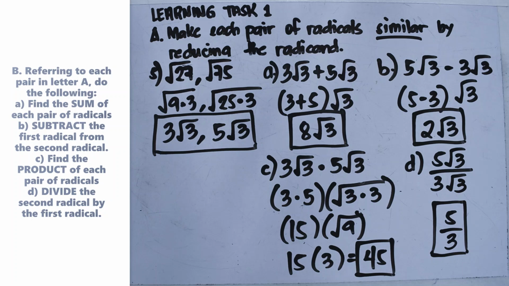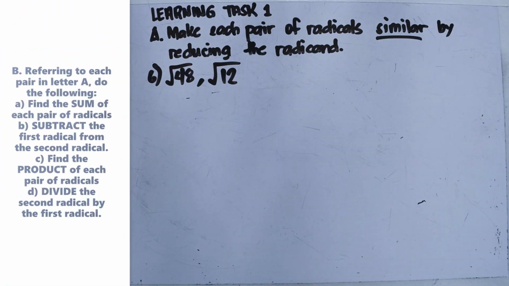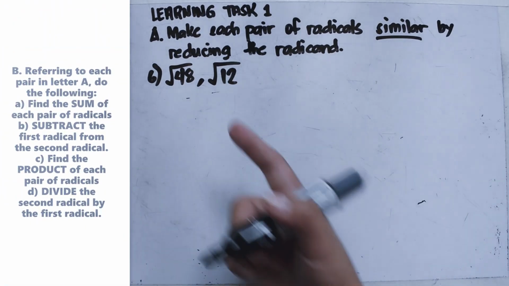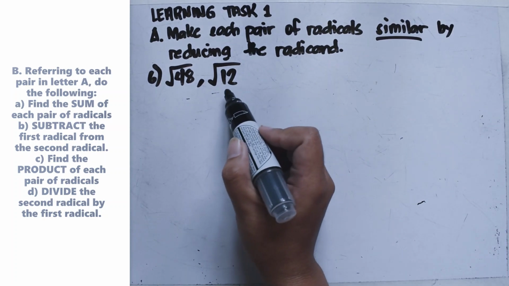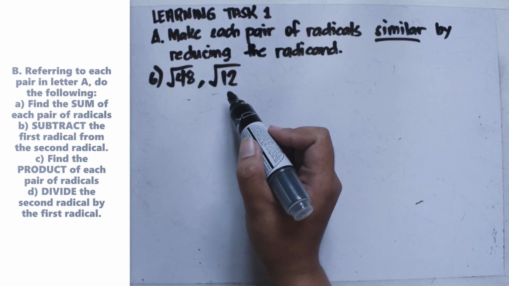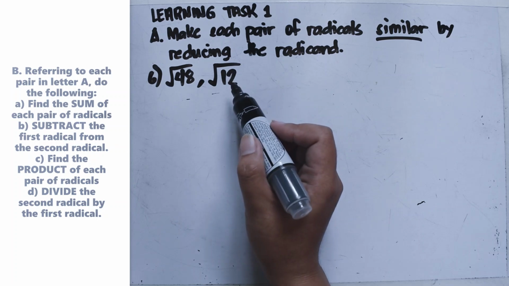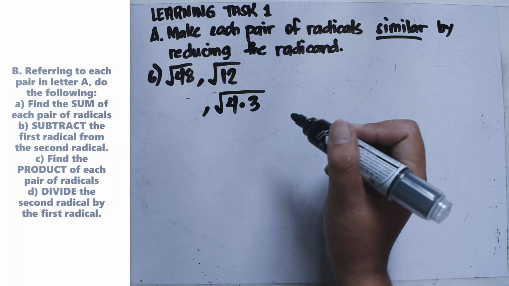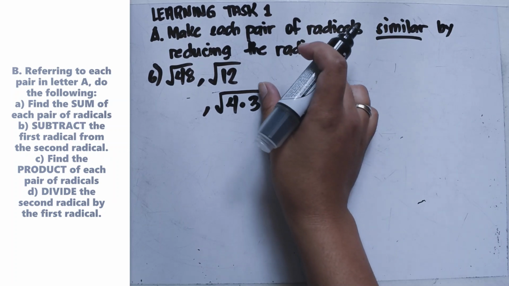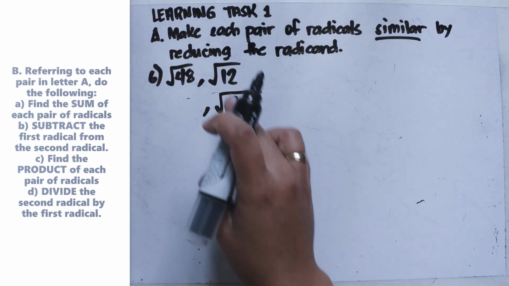Medyo napapaos na ako dahil napakahaba ng ating learning task number 1. 5 to go na lang, and then, we're done. Ayan, number 6 na tayo, we have square root of 48 and square root of 12. Simplify natin, mas madali natin makita yung sa 12. Ang factor ni 12 na may perfect square ay 4, so 4 times 3. Hindi na pwedeng 6 times 2 dahil ang 6 ay hindi perfect square. Wala tayong mare-reduce.